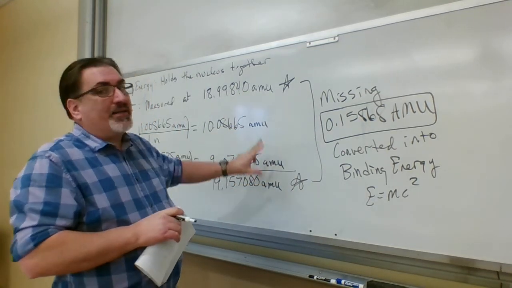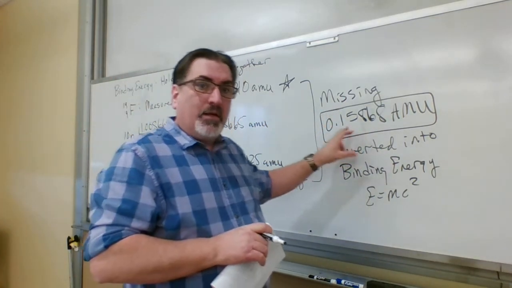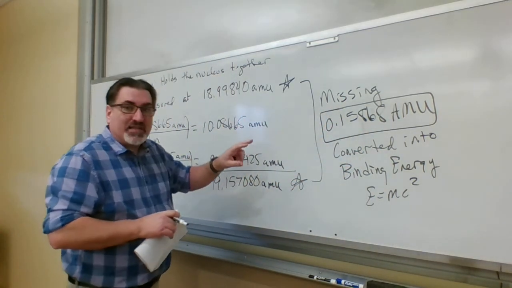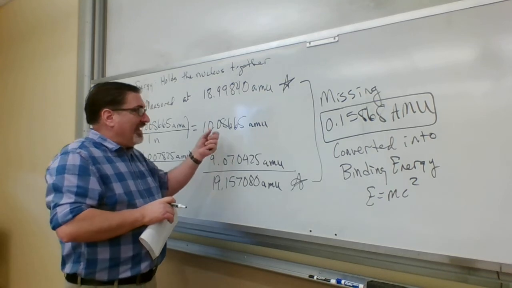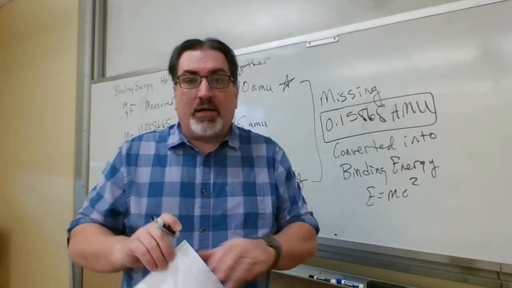I'm not going to ask you to calculate mass defects and things like that come exam time for chapter 20. I just want you to know where that binding energy is coming from. It's coming from a difference in the calculated versus actual mass for those particular isotopes. Okay?